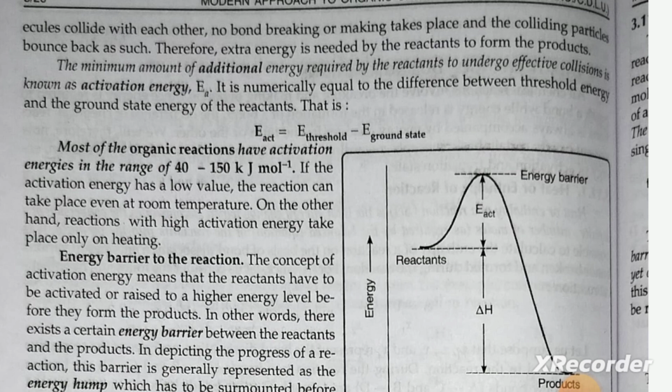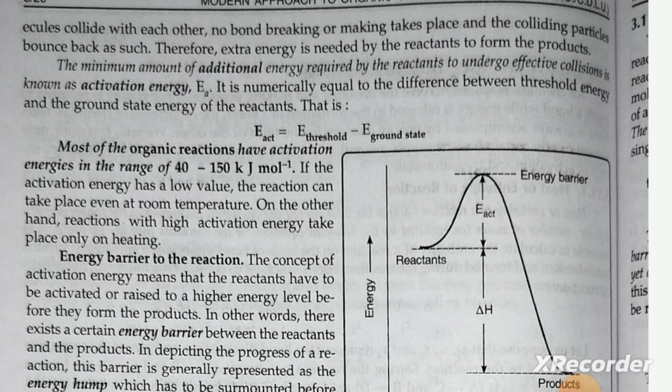The minimum amount of additional energy required by the reactant to undergo effective collision is known as activation energy, EA. It is numerically equal to the difference between threshold energy and the ground state energy of the reactant. That is, E activation is equal to E threshold minus E ground state.